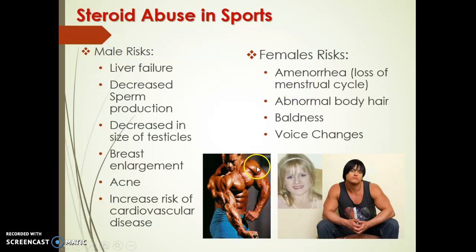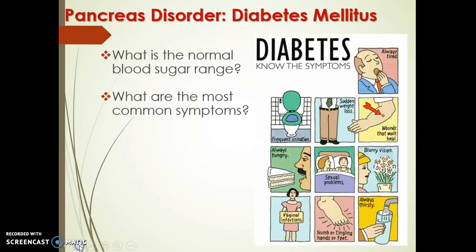Here's an example. Here's a female. She used to look like this, and then after a use of steroids, this is what she ended up looking like. These big, large muscles, of course, and you can see definitely affected body hair and her physical appearance.